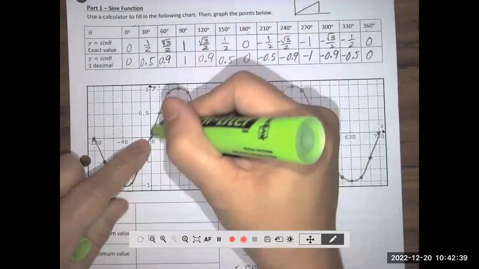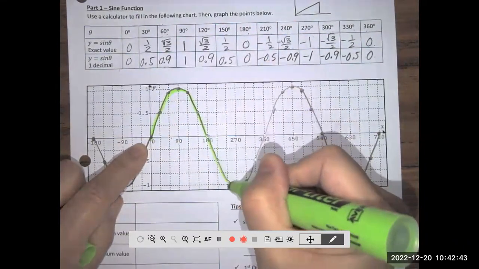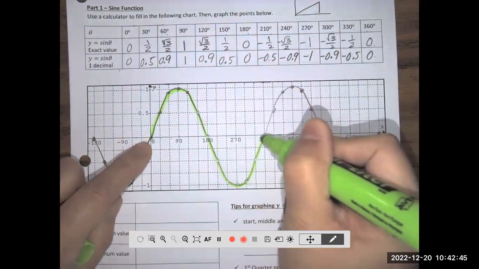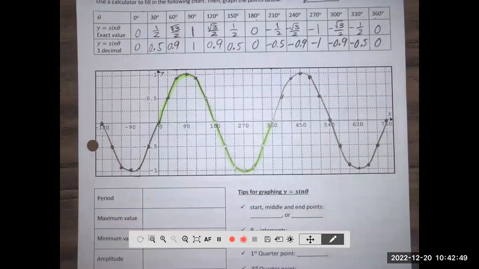Now with your highlighter, I want you to highlight one cycle. I always like to start at 0, 0, but you might choose to start at some other spot. But remember, it always ends when the pattern is about to repeat again. So share it with your partner. Make sure you're both on the same page.